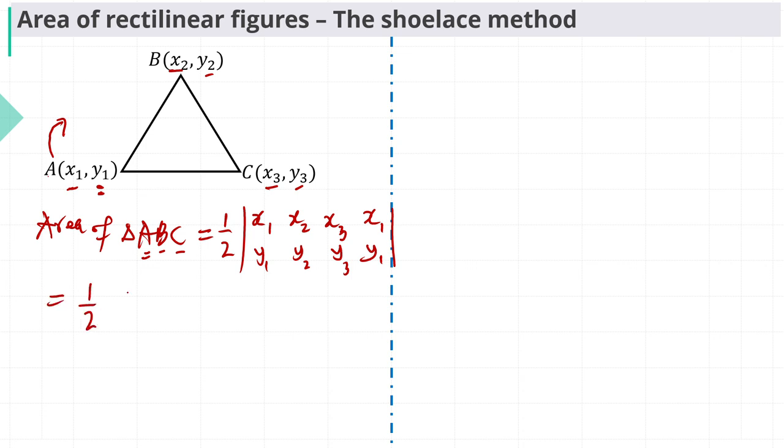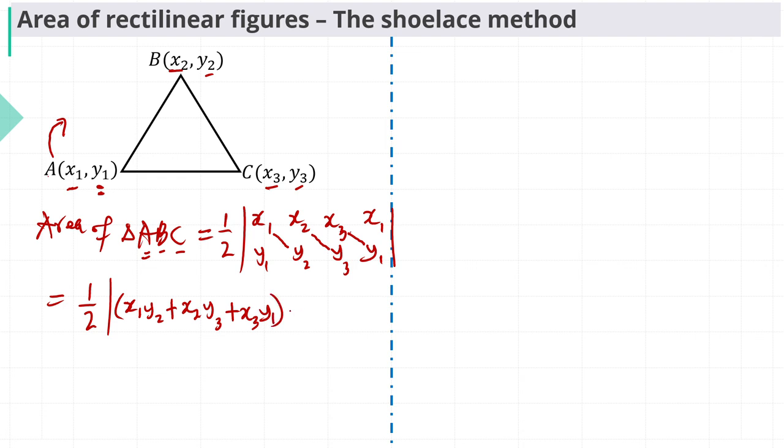Next, we multiply the x1 by y2, x2 by y3, x3 by y1, the downward products. Take the sum of the downward products, x1 y2 plus x2 y3 plus x3 y1.